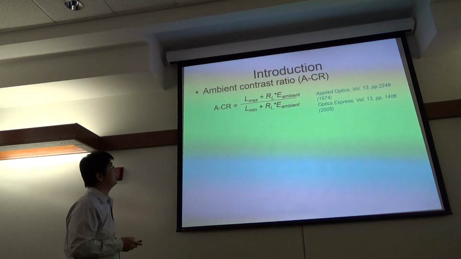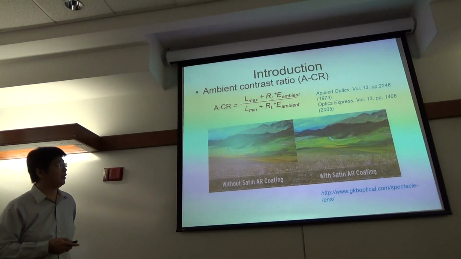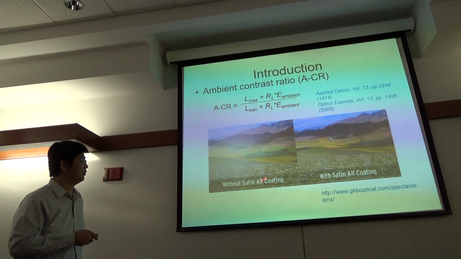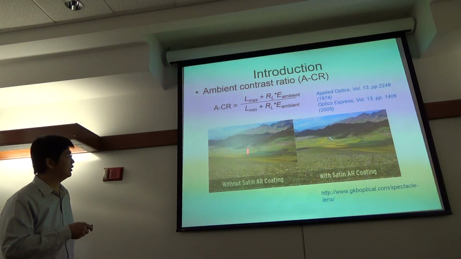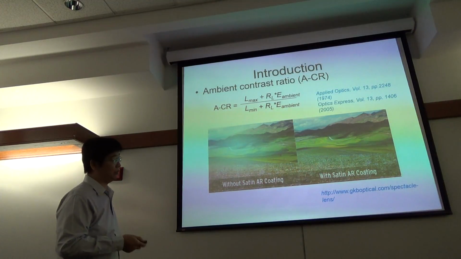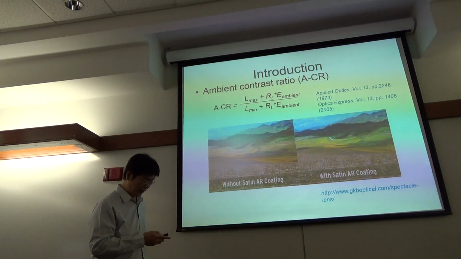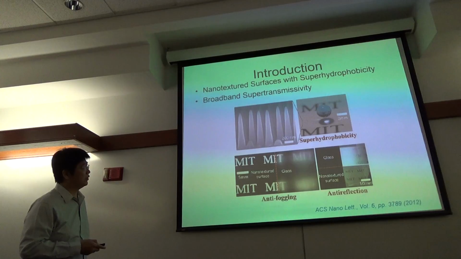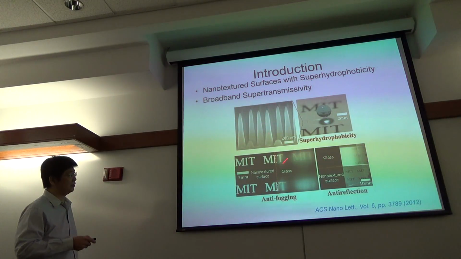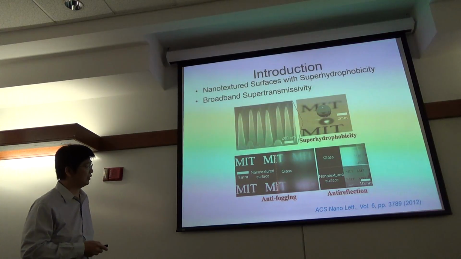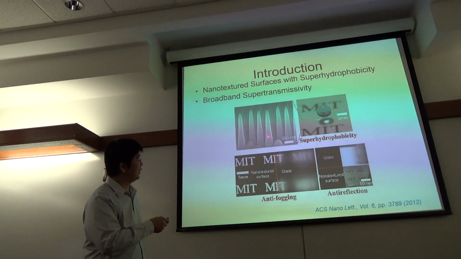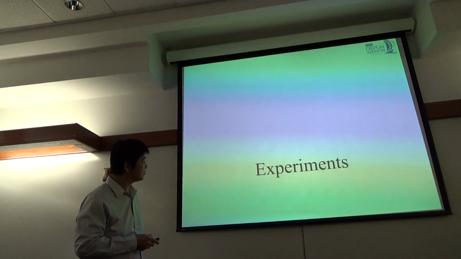Okay, so let's see why the reflection is important for the display, because if there's no anti-reflection coating, you can see some ambient reflection, so the image will wash out under high ambient light. So we can use moth-eye, this kind of structure. That's not our work. That's by MIT. Yeah, but that's made on glass, so that is not flexible.